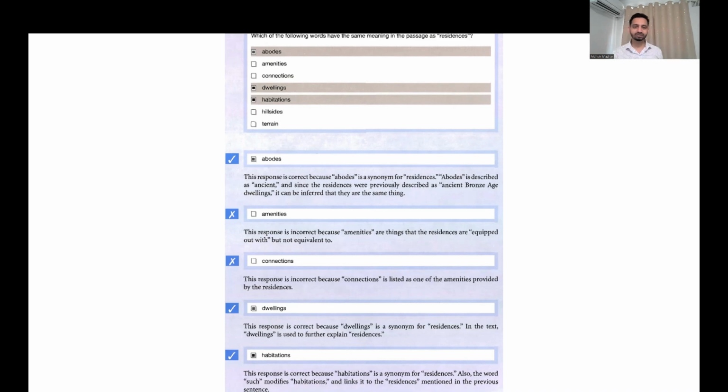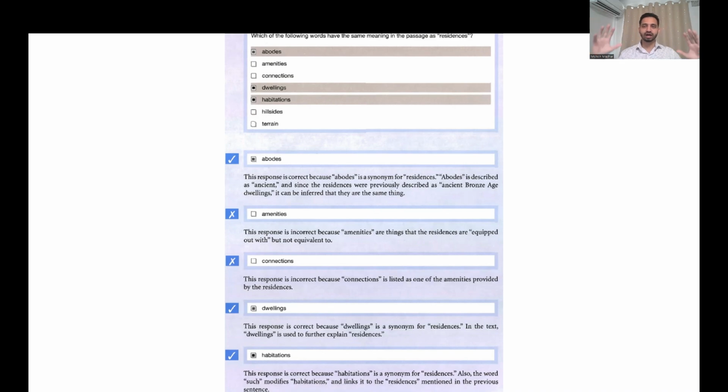Dwellings, this response is correct because dwellings is a synonym for residences. In the text, dwellings is used to further explain residences. And the last one, you've got habitations. This response is correct because habitation is a synonym for residences. Also, the word such modifies habitations and links it to the residences mentioned in the previous sentence.